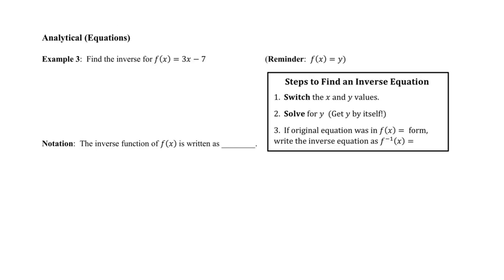Now let's look at it analytically, meaning we have an equation. Remember, we're switching x's and y's. That's all we're doing. But in this case, I don't really have a y. Well, I do, but I don't see it. So the first thing we might want to do is rewrite this. Instead of f of x, let's write it y equals 3x minus 7. Okay? Now I can switch my x and my y. And it's just the x and the y, not coefficient. No numbers move. Just the x and the y. And my last step is to solve for y. So I can add the 7 and then divide by 3.